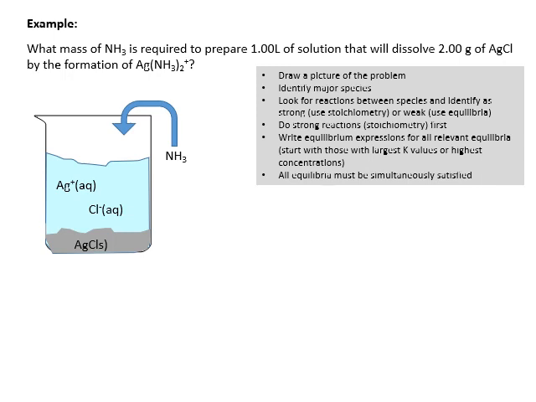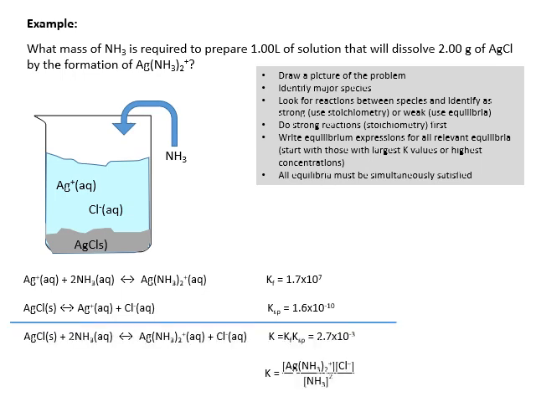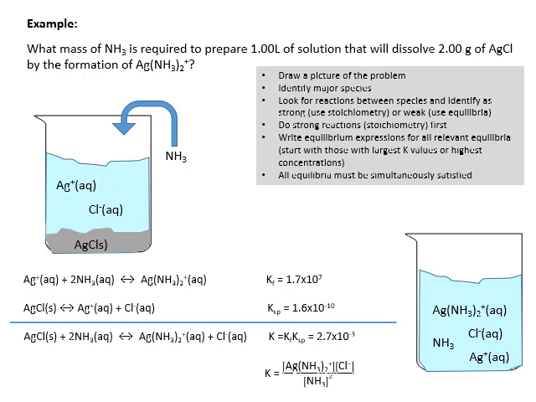Ammonia is a good complexing agent and can react with silver ions to form a complex ion. If we combine this complex ion formation reaction with the KSP expression for silver chloride, we get an overall reaction that shows the dissolution of silver chloride solid to form the silver ammonia complex ion. At the end of our problem, the solution should look like this, where all of the silver chloride solid has been dissolved and we have the following ions in solution.